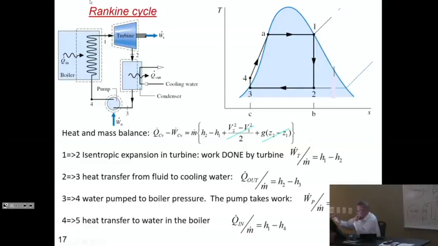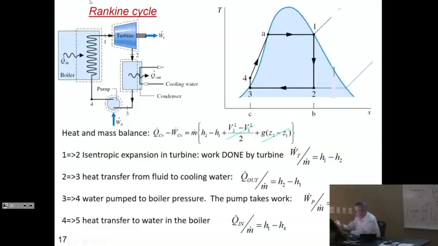So let's start again at point number 1. And we go from 1 to 2 as an isentropic transformation in the turbine. So let's assume that we have no heat loss. Let's then assume that we have no change in velocity. The flow rate of the water is low enough. The plant is all at equal levels, so there are no changes in potential energy. So in this turbine, the work of the turbine per mass flow rate of your fluid is simply the change in enthalpy between 1 and 2. That is this.